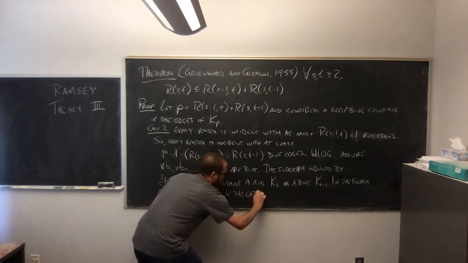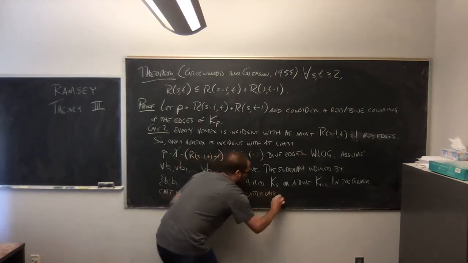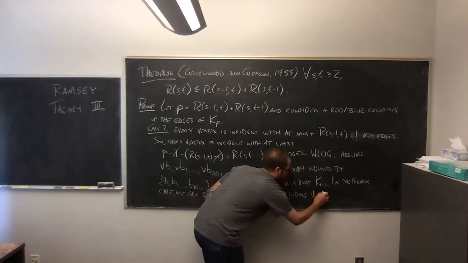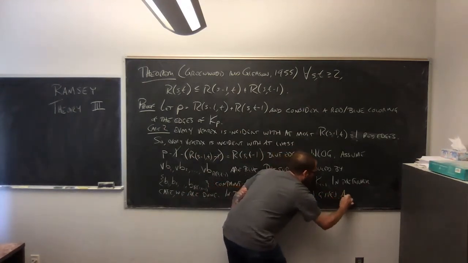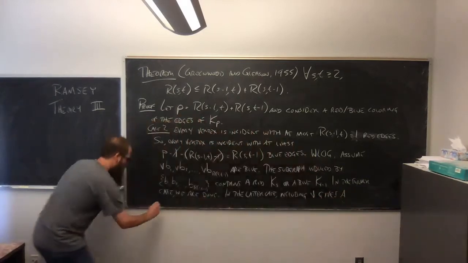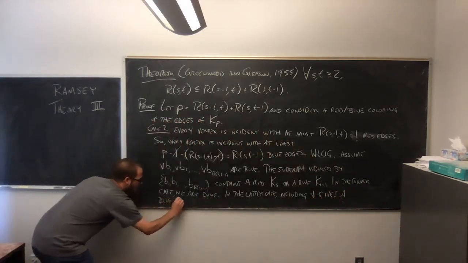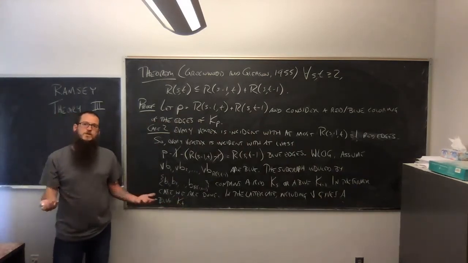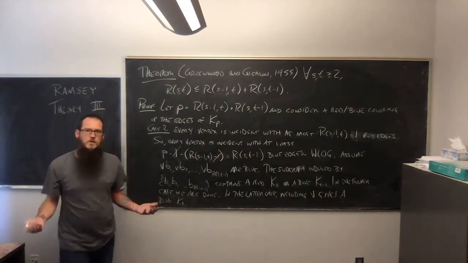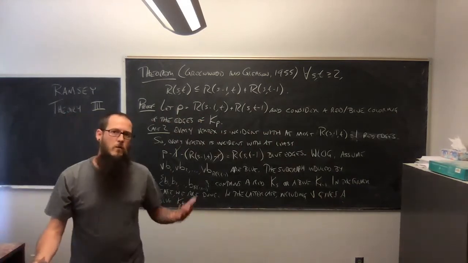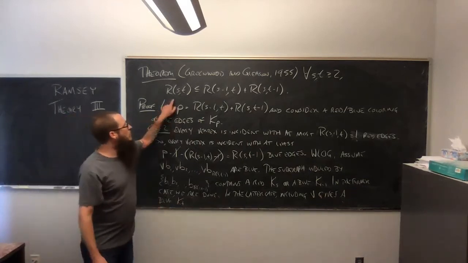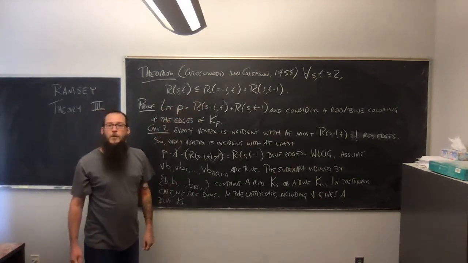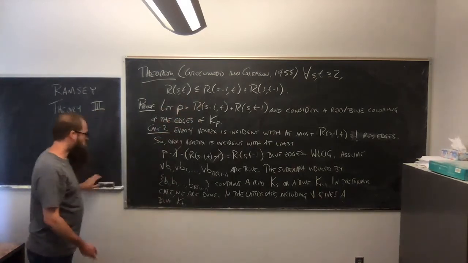In the latter case, including V gives a blue KT. And so that does it. Regardless of which of these two cases we're in, we've argued that there's always going to be a red KS or a blue KT. So this Ramsey number must be less than or equal to P, which is exactly what we have there. So that takes care of our proof.